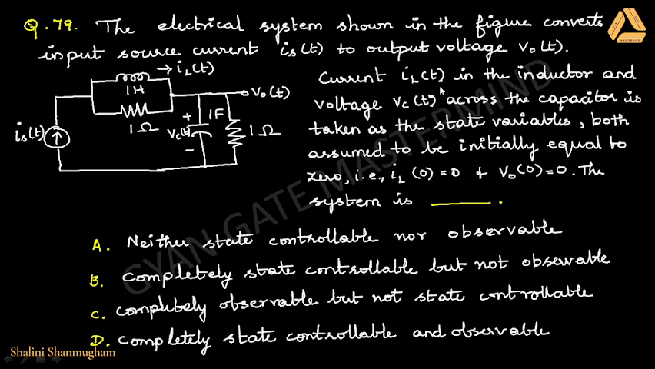The current IL of t in the inductor and voltage VC of t across the capacitor are taken as the state variables, both assumed to be initially equal to 0. That is, IL of 0 is 0 and VC of 0 is 0. They are asking whether the system is controllable and observable.